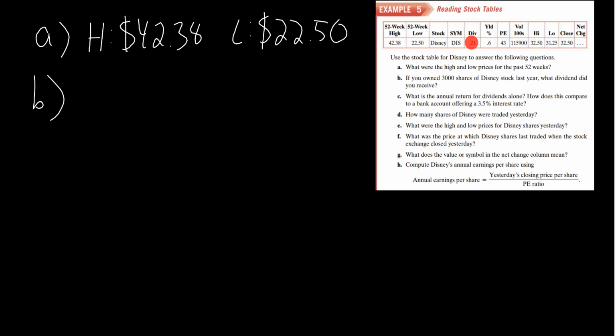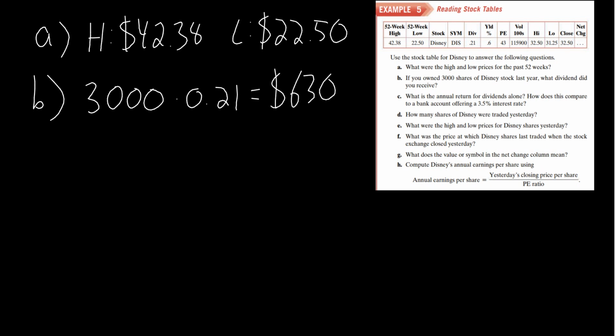What that means is that for every one share of Disney you own, you get 21 cents. And so the math is pretty simple. You have 3,000 shares, and then you multiply it by 0.21. Let's see, 10% is 30, 20% is 60, then 1% is 30. So $630. Let me make sure. Yeah, $630. So if I own 3,000 shares of Disney stock, then I get a dividend of $630, and that sounds pretty cool, right?